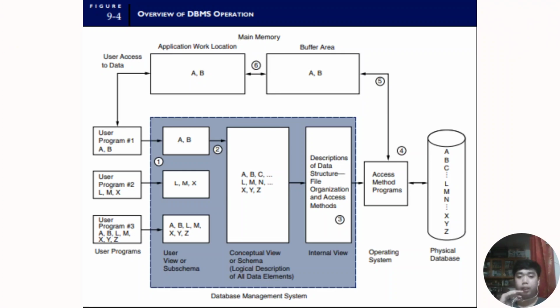The fourth one, the operating system employs the appropriate access method to interact with the disk storage and retrieve the data from the physical database. Next one, the fifth, the retrieved data then is stored in a designated main memory buffer area managed by the DBMS. Sixth, the DBMS then transfers the data from the buffer area to the user's work location in the main memory. So at this point, the user's program can freely access and manipulate the data.